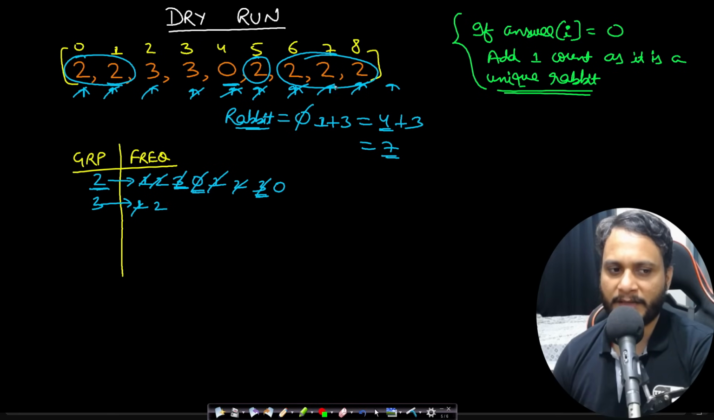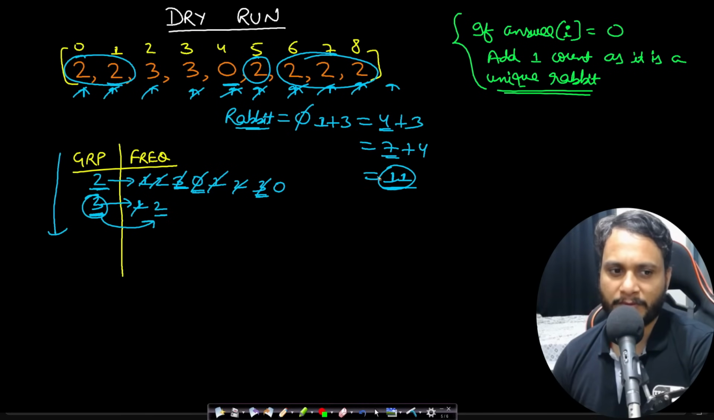Once you are done parsing the array, you have to check in the group, is there any answer for which the frequency is not 0, it is greater than 0. This means that we haven't completed that group. And if we haven't completed that group, which happened for this 3, then this means I did not get all the rabbits. I did not ask all the rabbits in this group. So how many rabbits will be in this group? It will be 3 plus 1. So simply add 3 plus 1 and that will give you 11.